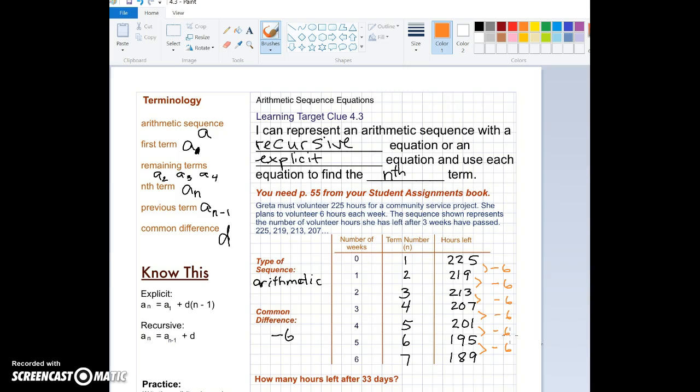Greta has left to fulfill her requirement after 33 weeks have passed. So I wrote down here how many hours left after 33 days, and I should have written weeks. So cross that out, cross the days out, and write weeks.